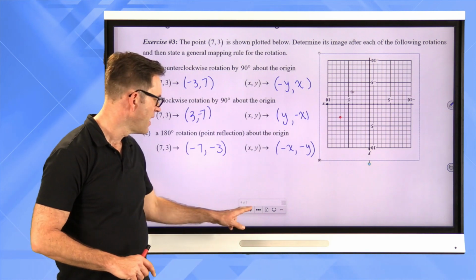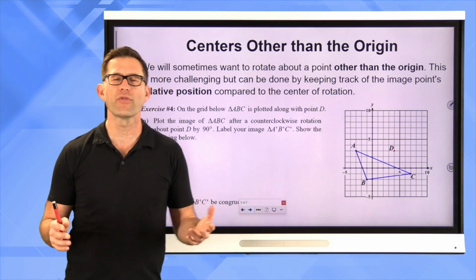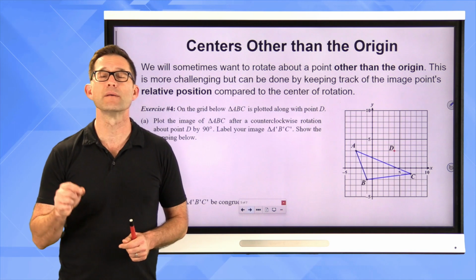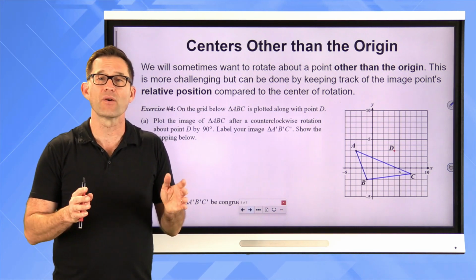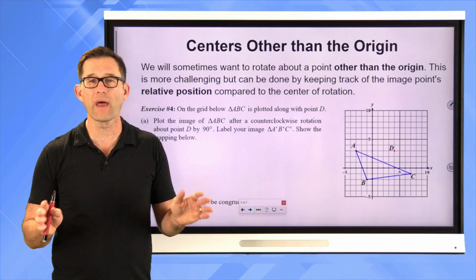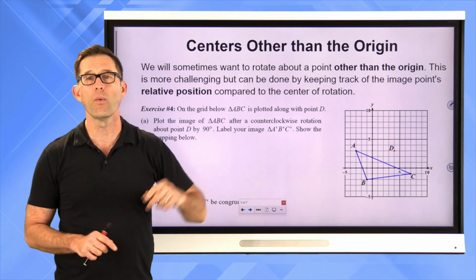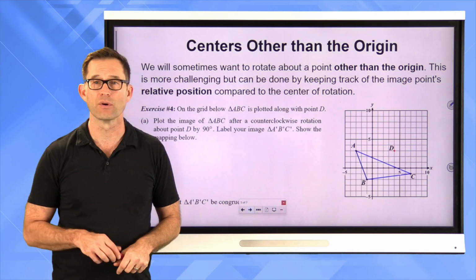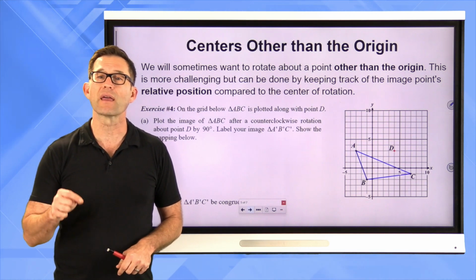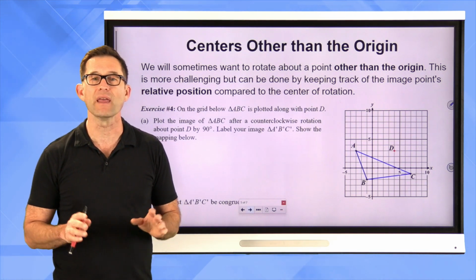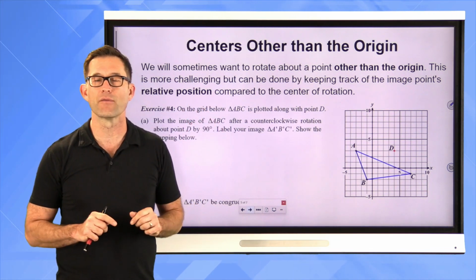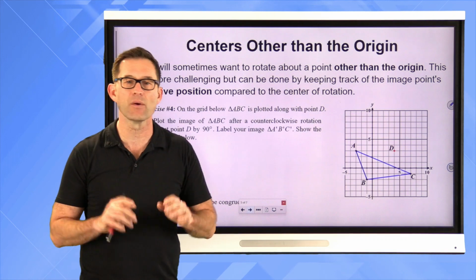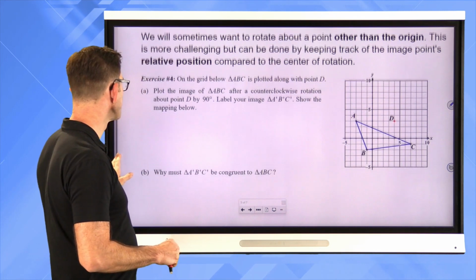All right. Now we have one last thing with rotations in the coordinate plane that is the most challenging thing that students do: when we rotate with centers other than the origin. Now this won't happen a lot, but sometimes we will want to rotate about a point other than the origin. This is more challenging, but it can always be done by keeping track of the image point's relative position compared to the center of rotation. And I'll explain exactly what I mean as we look at exercise number 4.